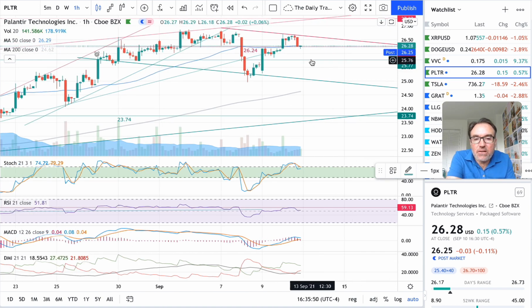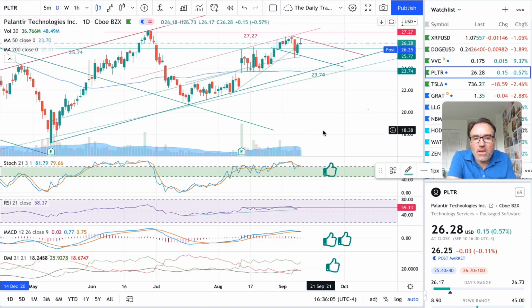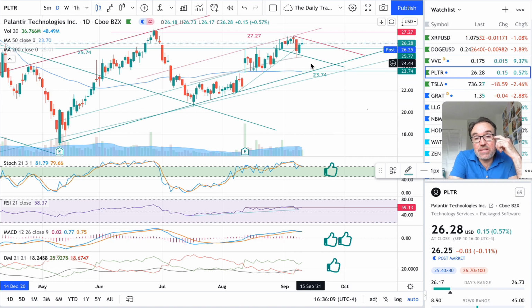Let's look at all the other indicators. So stochastic is not too bad. MACD has not crossed over bearish yet. No, nothing else to talk about. So yeah, this is what I believe is happening.